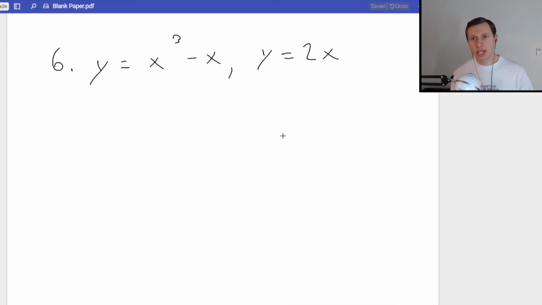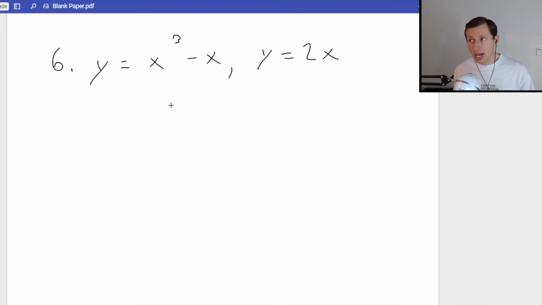This is a perfect example of you don't need a graph to solve it. I'm going to do the method where I set the functions equal to each other, and then see which one's on top and which one's on the bottom by plugging numbers into the number line, and that's what I'm going to do. Y equals x cubed minus x, y equals 2x.